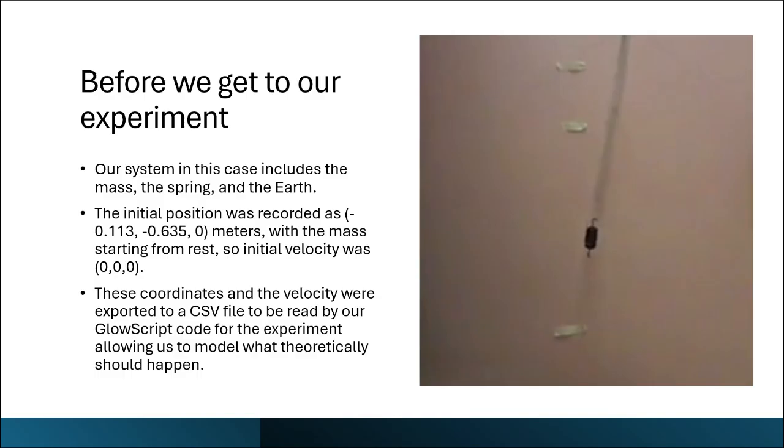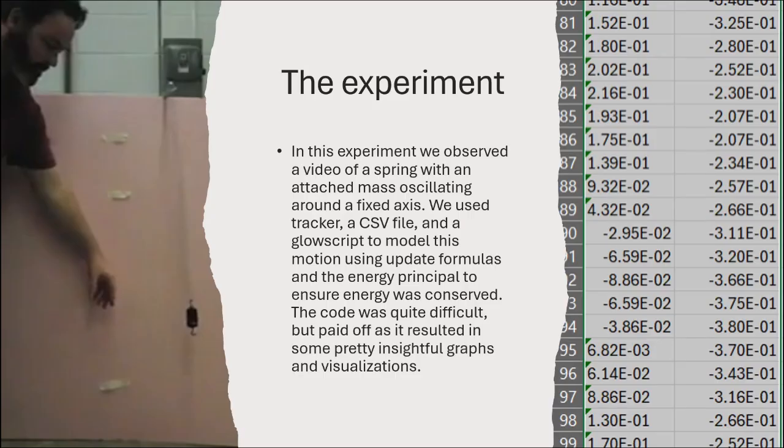So in this case, our system is comprised of the mass, the spring, and Earth. That way we have no external forces like gravity acting on our spring mass. The initial position was recorded as negative 0.113 and negative 0.635 meters, with the mass starting from rest, so initial velocity was 0, 0, 0 meters per second. These coordinates and the velocity were exported to a CSV file to be read by our GlowScript code for the experiment, allowing us to model what theoretically should happen.